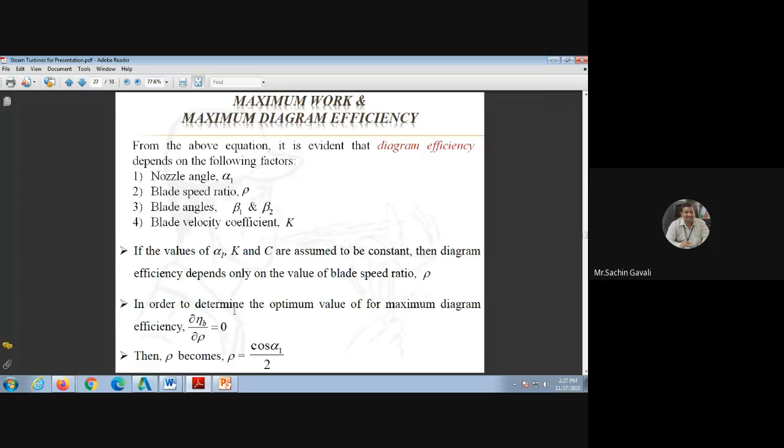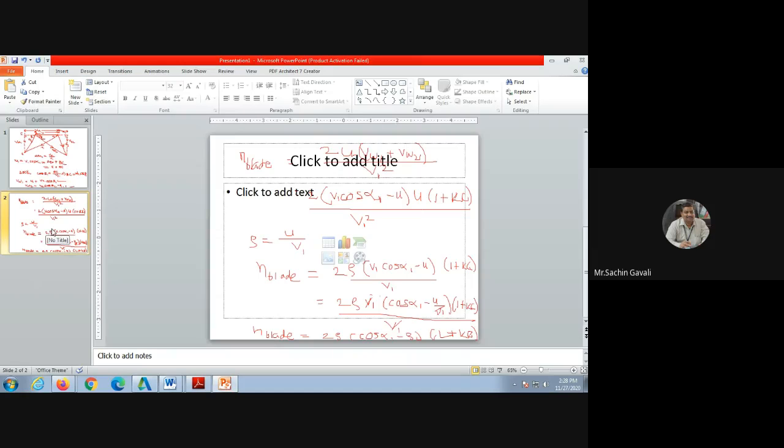Therefore, in order to determine the optimum value for maximum efficiency, I told you that condition, that is maximization or minimization. What is that? This efficiency formula depends on one variable, that is rho. Then that efficiency formula should be differentiated with respect to that variable quantity, that is d rho, and that differentiation should be equal to 0. Okay, now in this case, I will solve.